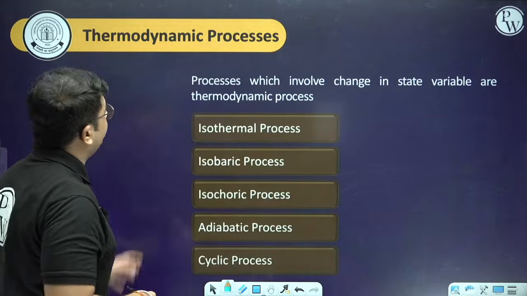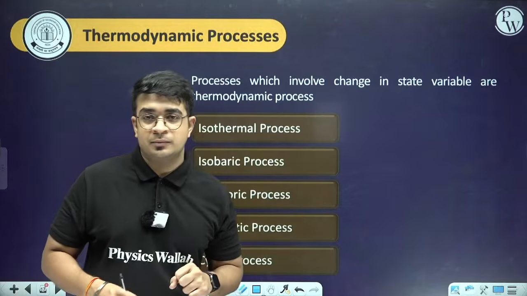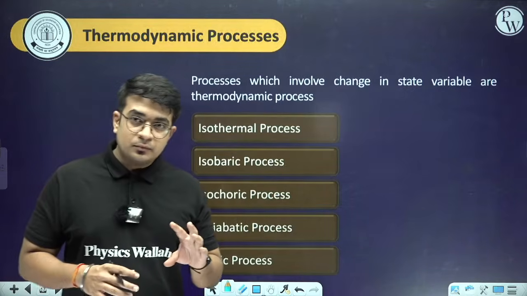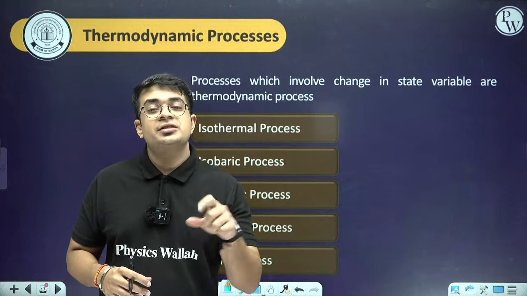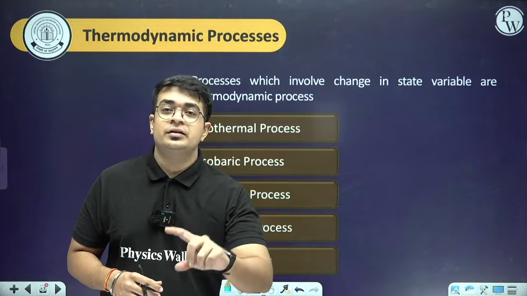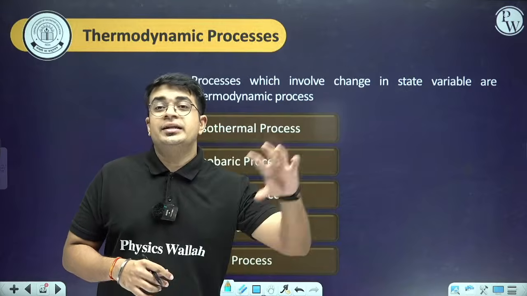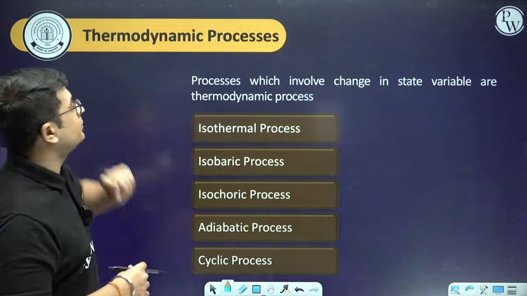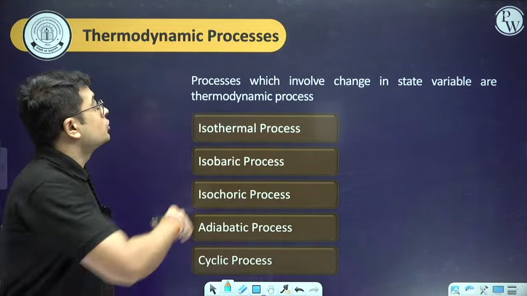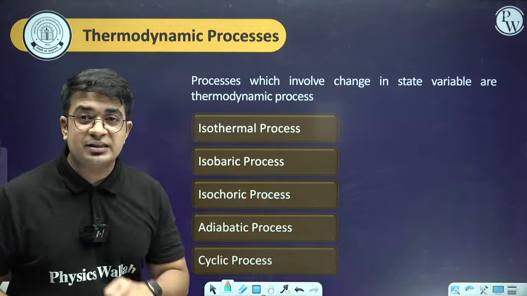Now if I talk about the thermodynamic processes, so for the state conversion from initial state to final state, how can I convert state 1 into state 2? What are the different pathways? Those pathways are basically your thermodynamic processes. So basically processes which involve change in the state variable.